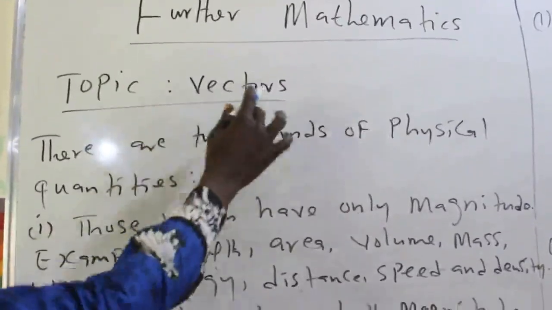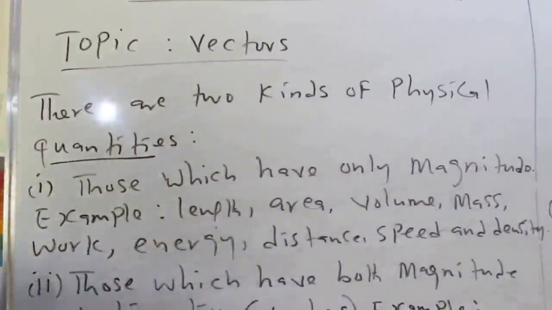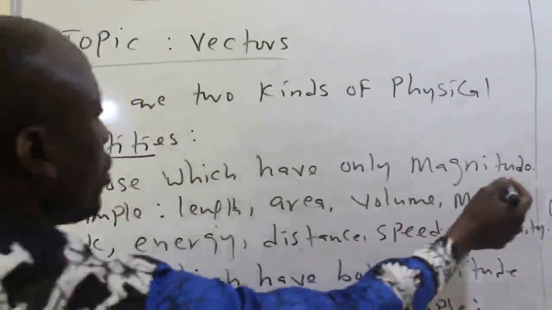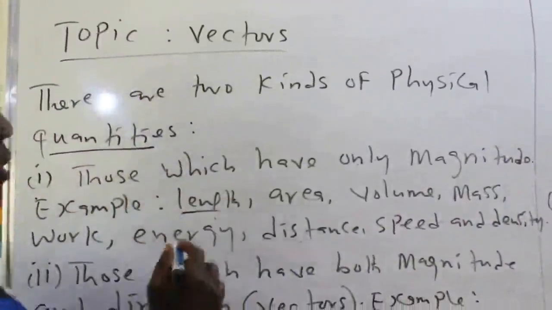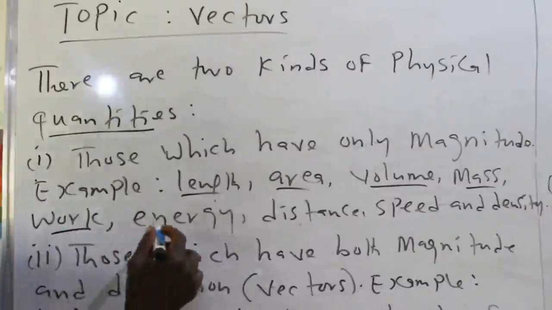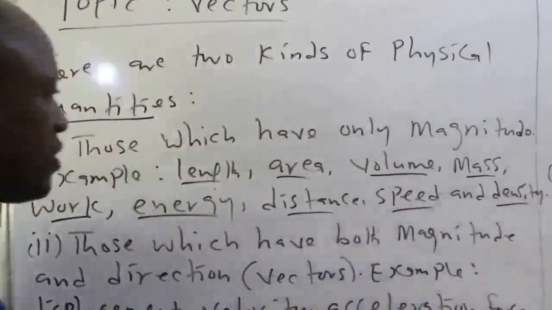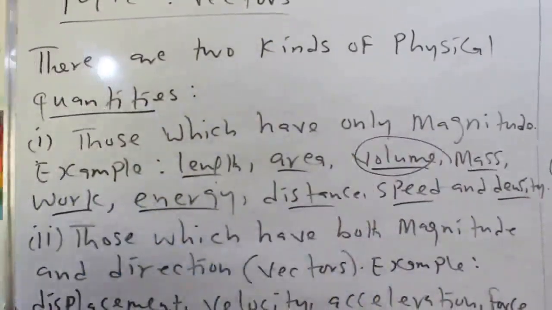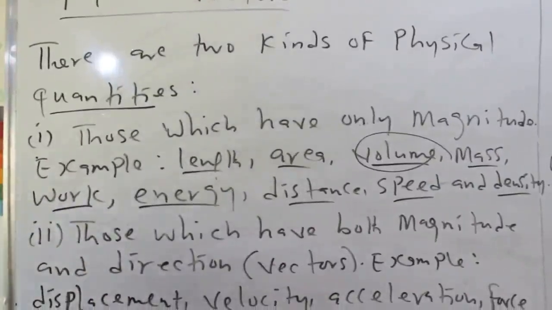So before we look at vectors, there are two kinds of physical quantities. One, we have those which have only magnitude, so we call them scalars. Examples: length, area, volume, mass, work, energy, distance, speed, and density. You can only measure the volume of water. The volume of water doesn't have any direction. That is why they are quantities that have only magnitude.